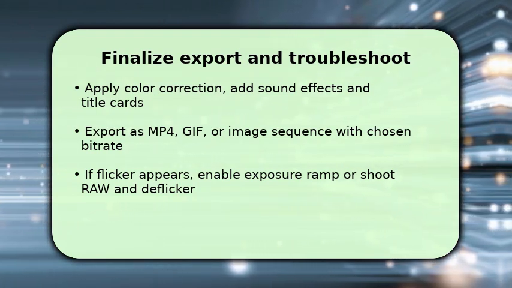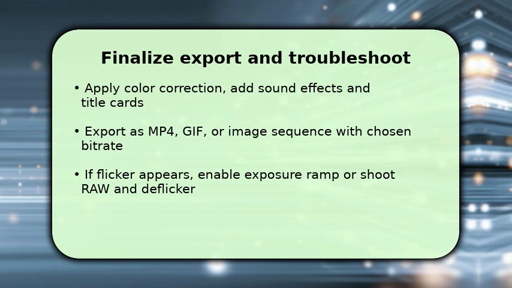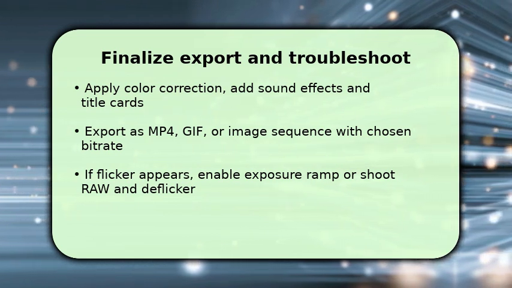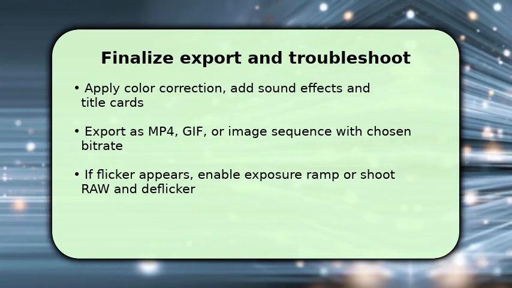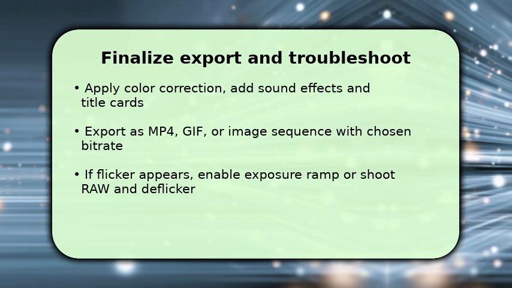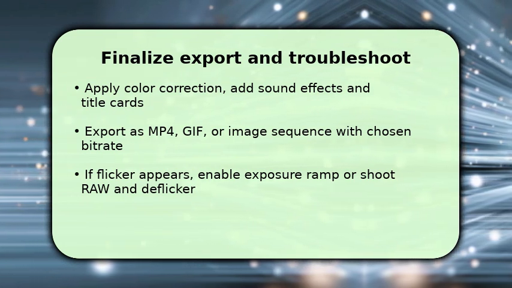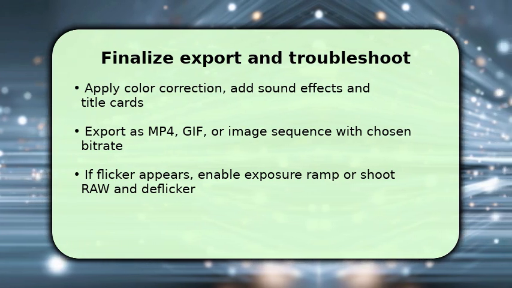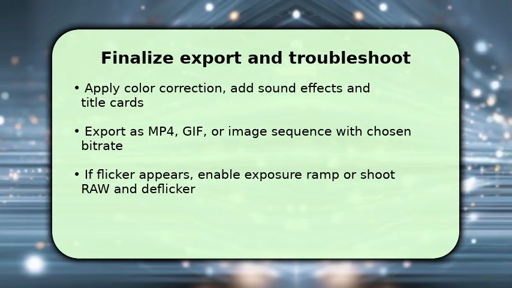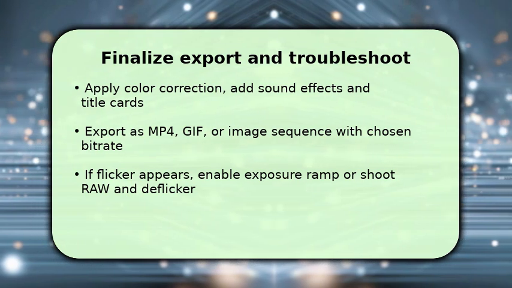You export to MP4 for sharing, GIF for short loops, or an image sequence for further editing. Pick a bitrate appropriate for your platform. If you encounter flicker or inconsistent brightness, try exposure ramp, shoot RAW if supported, or run the built-in deflicker tool. If playback stutters, recheck frame rate and resample to match your timeline. These steps prevent common export issues.